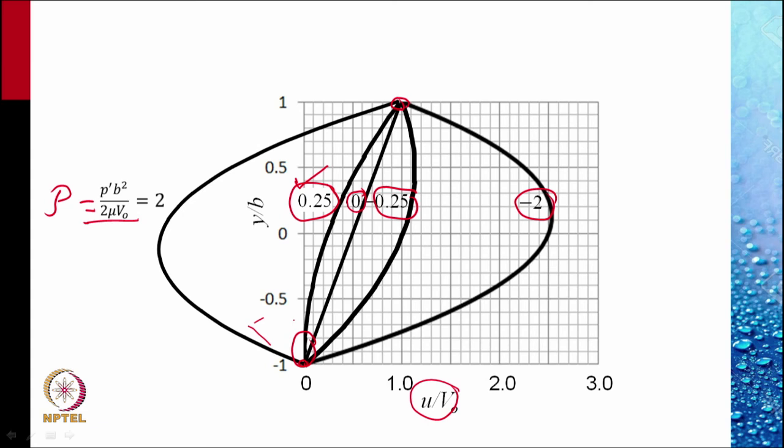For script P greater than 0.25, we have a region of negative velocity. That means the pressure drives the flow towards the left in the lower part of the channel, while in the upper part, because of the motion of the upper plate, the flow is in the positive direction.